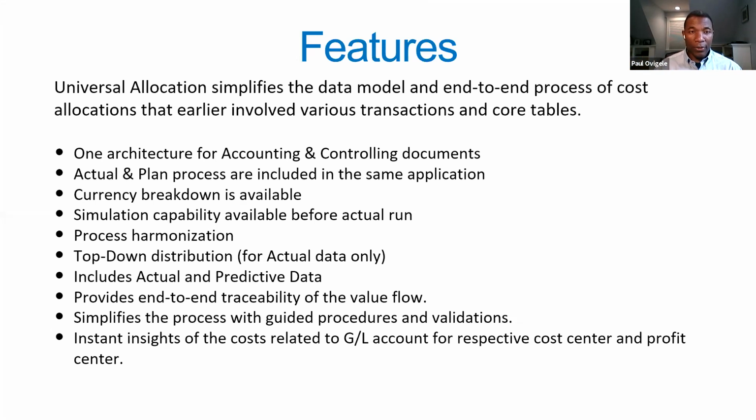Top-down distribution for actual data. Top-down distribution, for those who don't know it, is a kind of allocation within COPA. And COPA, by the way, is now margin analysis. Within the margin analysis module, if you posted something on a high level of characteristic, say a plant, maybe you posted freight costs only on plant level, but you do want to spread that freight cost to products within that plant. You'll do what's called top-down distribution, and it will allocate the freight cost based on some allocation criteria that you have specified, and it spreads it to every product within that plant with other filters if you want.